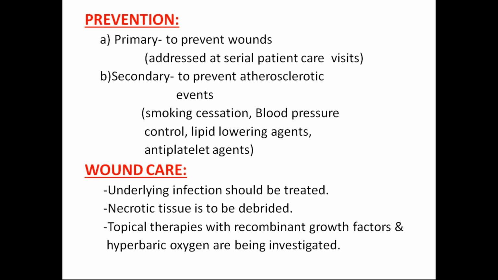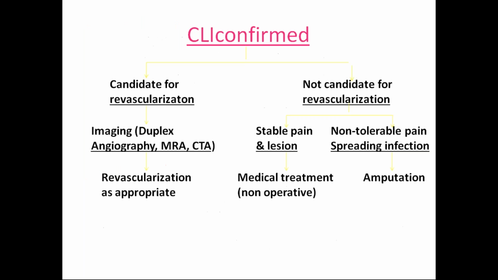And wound care: underlying infection should be treated first, and necrotic tissue should always be debrided. Later, based upon the type of debridement or extensive debridement, then we go for tissue graft or skin graft. Topical therapies with recombinant growth factors and hyperbaric oxygen are being investigated. That is, giving a higher level of oxygen supply to the tissues can also increase wound healing.